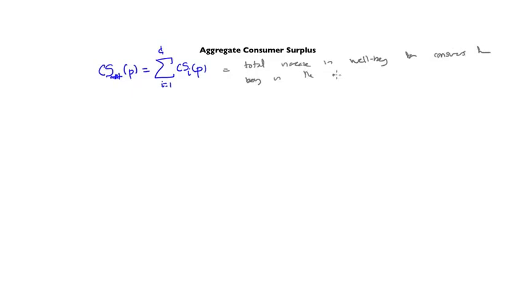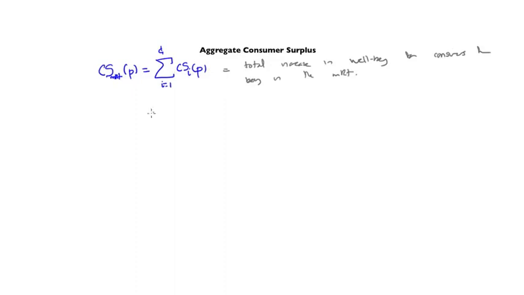Now, the consumer surplus for the market, or aggregate consumer surplus at a price P, is going to be given by the sum over all consumers of the consumer surplus for person i at price P. And you can think about it as the total increase in well-being for consumers from being in the market, versus being in the no trade allocation. It is just the sum over all of them.